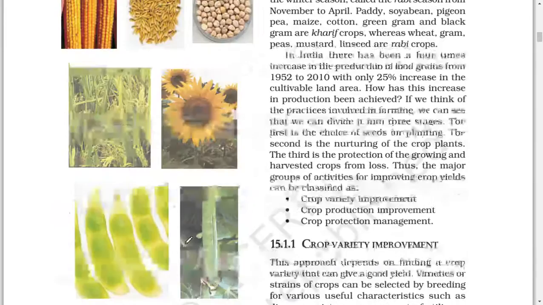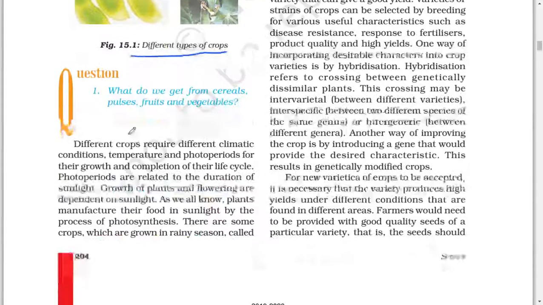Question: What do we get from cereals, pulses, fruits and vegetables?